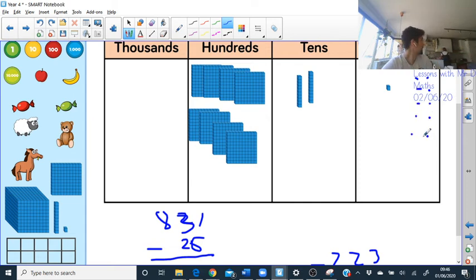9, 10. Now I can do 10, add 1 is 11, take away 6. 1, 2, 3, 4, 5, 6.